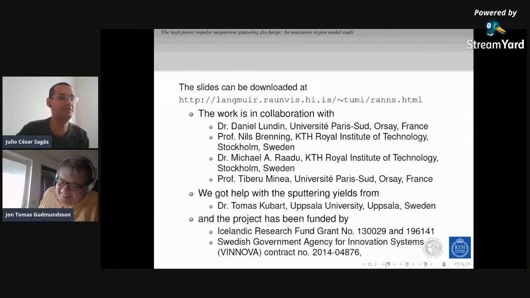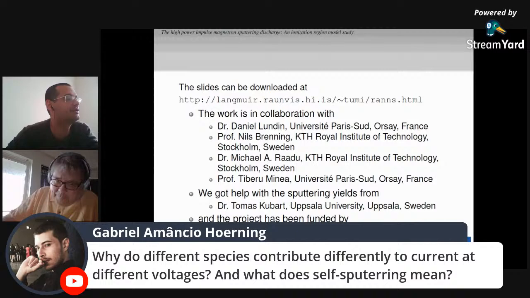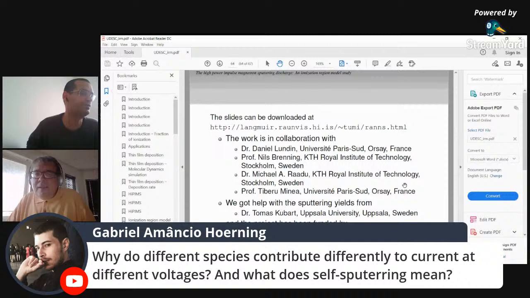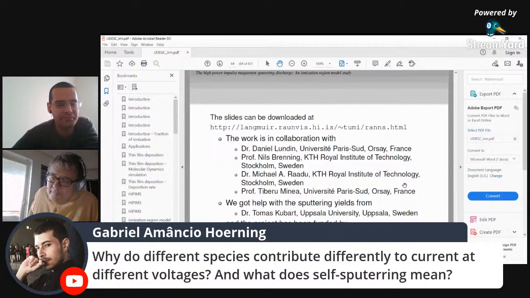We start with a question from a student. I think it's about non-reactive sputtering. In fact, two questions on the screen. The first one is, why do different species contribute differently to current at different voltages? When we change the voltage in non-reactive sputtering, aluminum ions become dominant, while in the low voltage regime, argon ions are the dominant species.